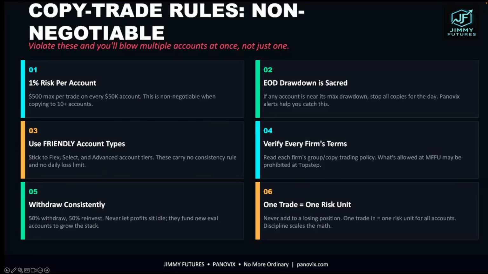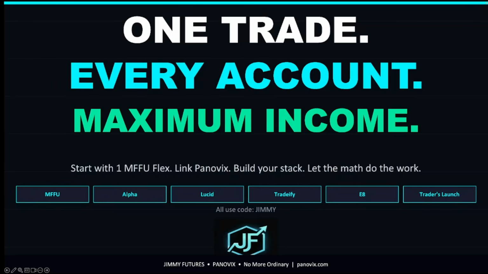I don't. 5, 1 trade equals 1 risk unit. Never add to a losing position. If you add to losing positions and you're trade copying, you're going to add it to all of your accounts. And if it goes against you, it goes against all of your accounts. You don't want to find yourself in that position. Managing risk is going to be the most important thing you can do through any of this. So 1 trade, every account, maximum income. That's the way to do it. It's super simple. It's as complicated as you want to make it.